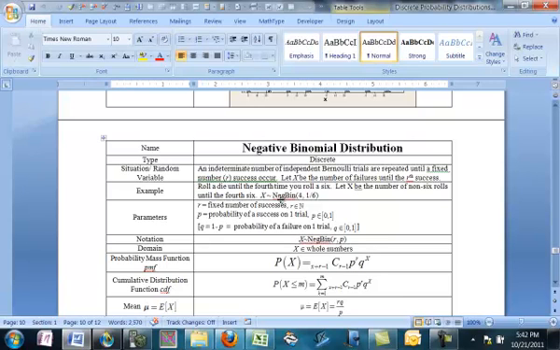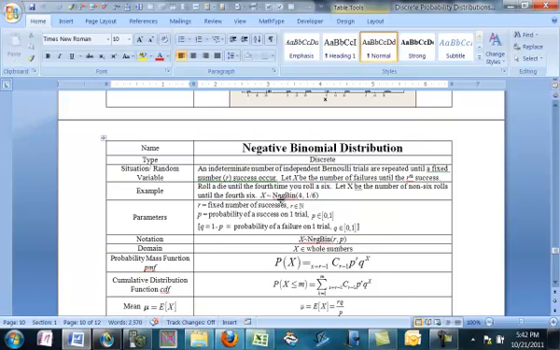In a negative binomial distribution, you are looking for a fixed number of successes, R successes, to occur, and you count the number of failures. If R is 1, this is almost the same as a geometric, except X would be the number of failures, not the total number of trials. So this one counts the number of failures until you get R successes. R could be, say, 5, and you count how many failures it takes until you get your 5th success.